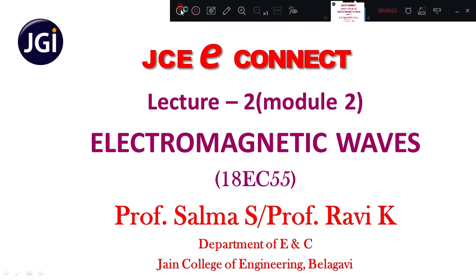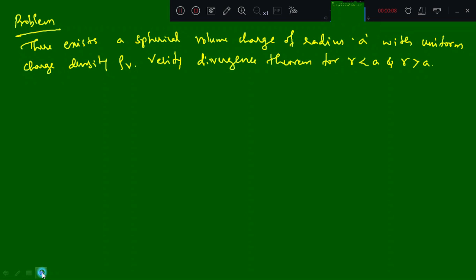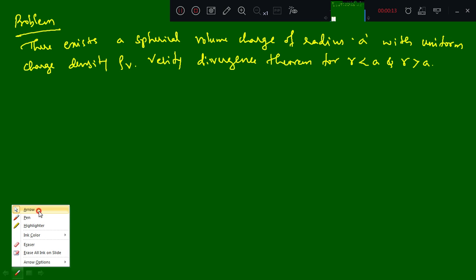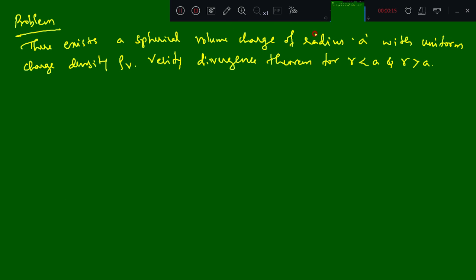Good morning, students. Today we are going to see some more problems on the divergence theorem proof or verification. The problem statement is: there exists a spherical volume charge of radius a with a uniform charge density rho V. Verify the divergence theorem for r less than a and r greater than a. So this is the problem statement.